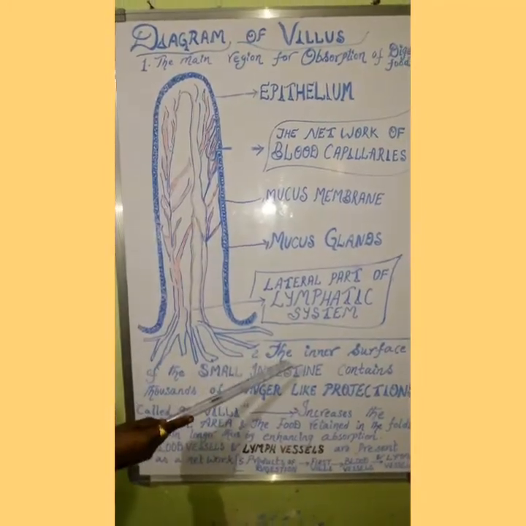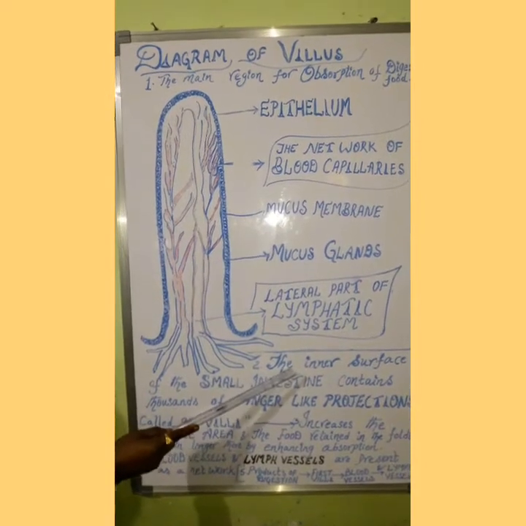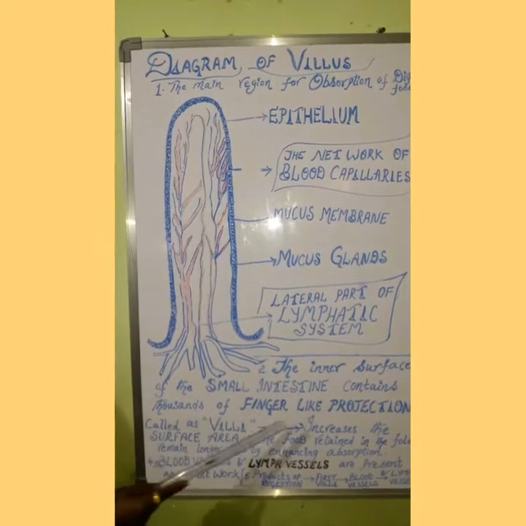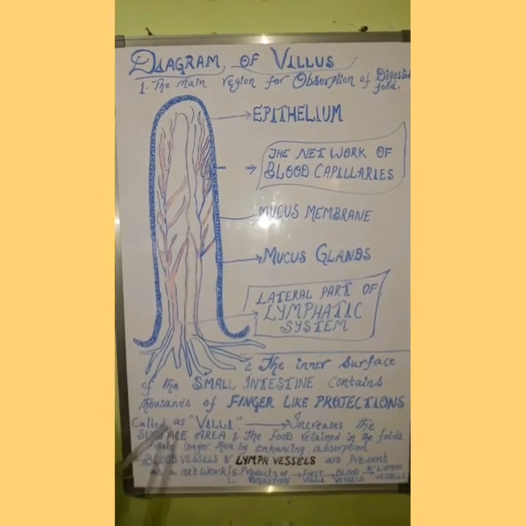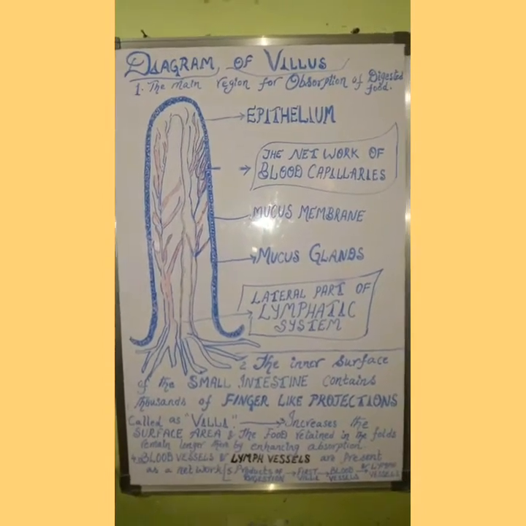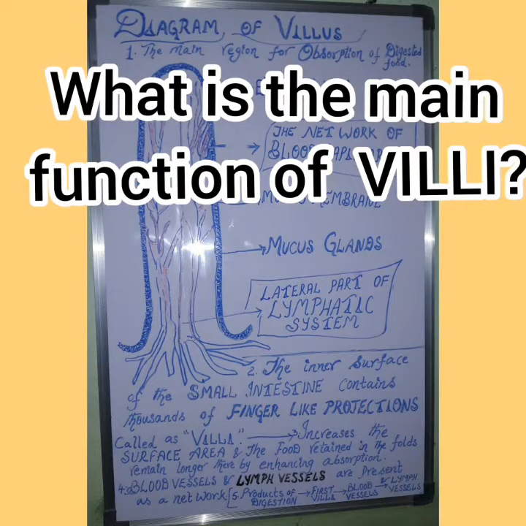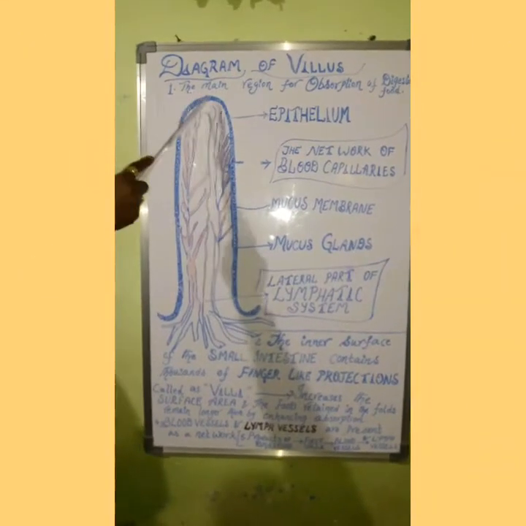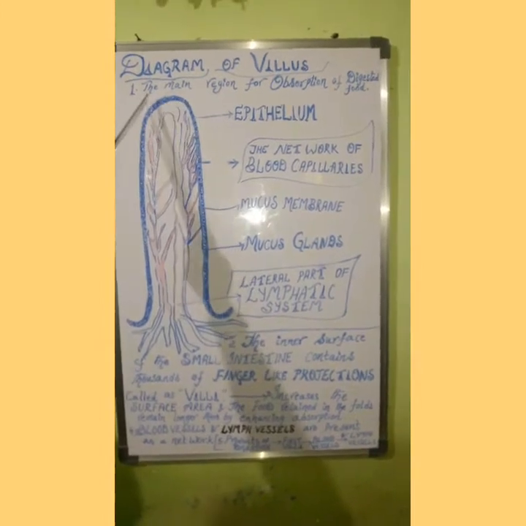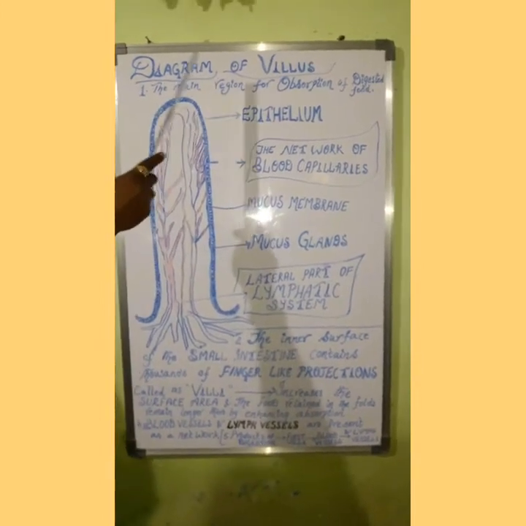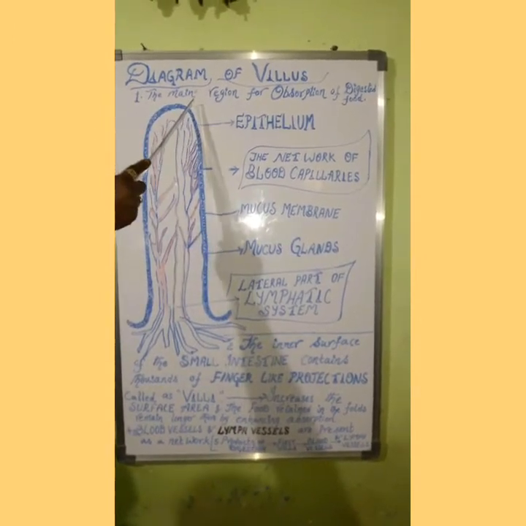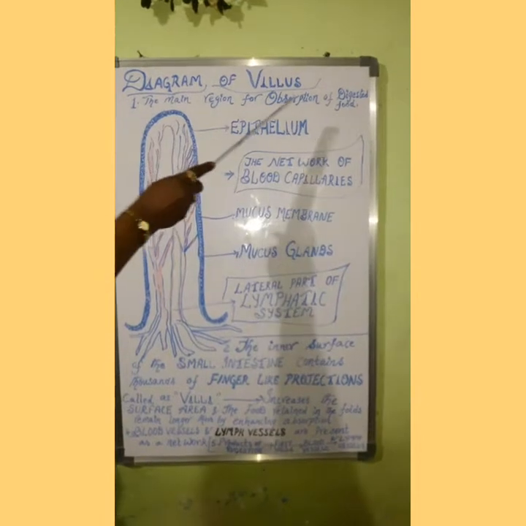In the small intestine, the inner surface has thousands of finger-like projections called villi. The small intestine is the main region for the absorption of digested food.